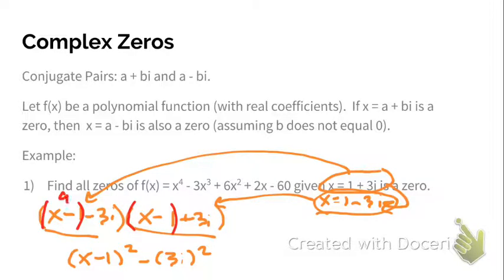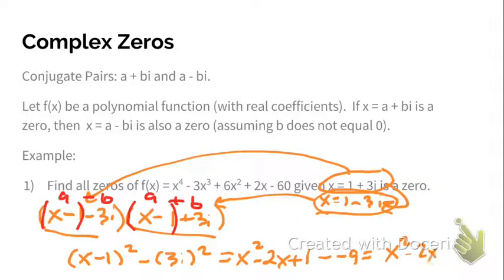It's in the form a minus b times a plus b. So when we multiply this out, we get x squared minus 2x plus 1, and then minus 9i squared, which would be like minus negative 9, which is like a plus 9. So now we know x squared minus 2x plus 10 is one quadratic factor.